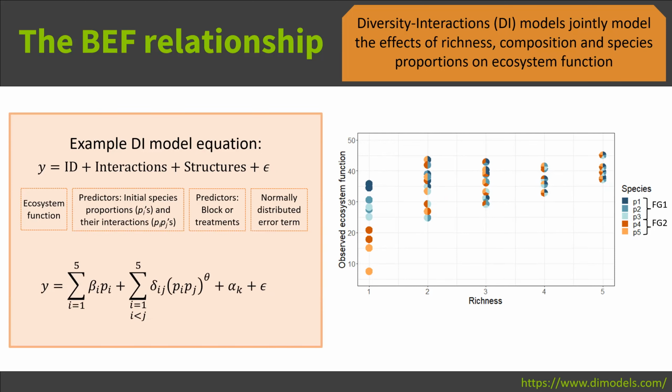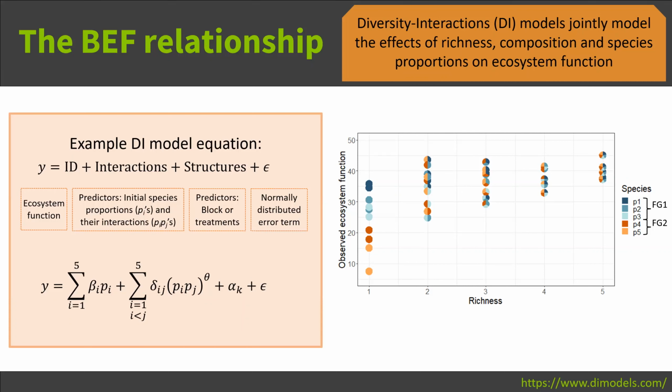Here's an example of a diversity interactions model. The beta i's are the identity effects. The delta ij's are the interaction parameters. Theta is a nonlinear parameter. And alpha k is a block effect, but other treatments or covariates could also be included here.